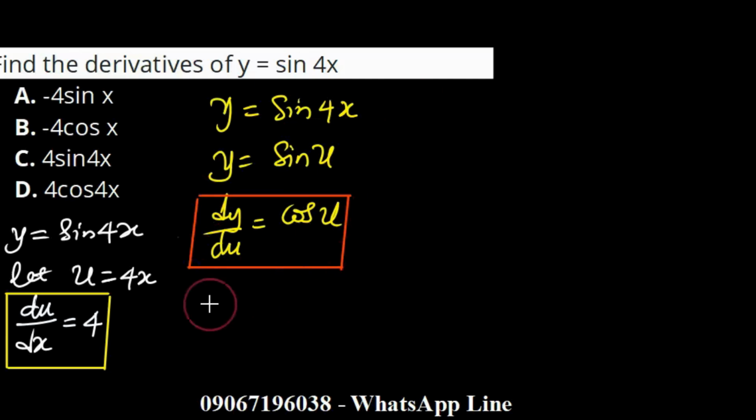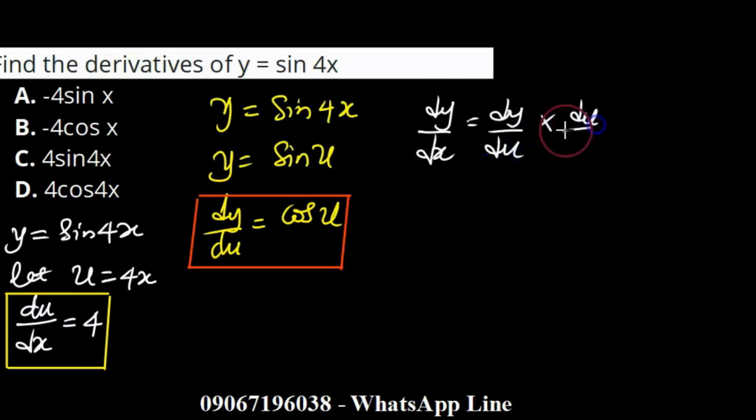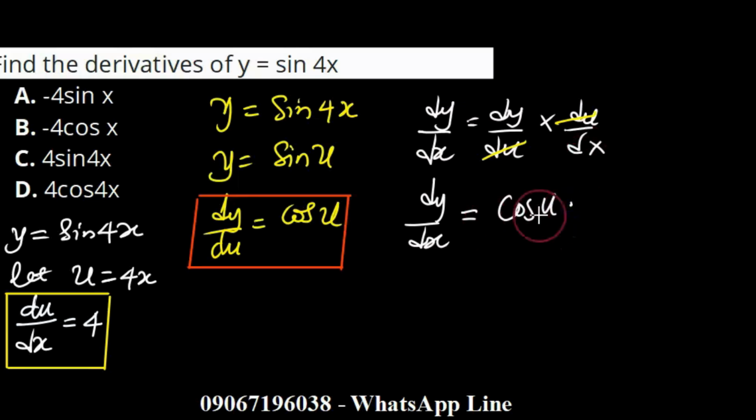Now, remember that the rule says that dy dx is equal to dy du times du over dx. That way, we can cancel du, and then we'll still have dy dx. So now let's go ahead and substitute our values. So dy over dx is going to be dy du, which is cos u, now times du dx, which is 4.